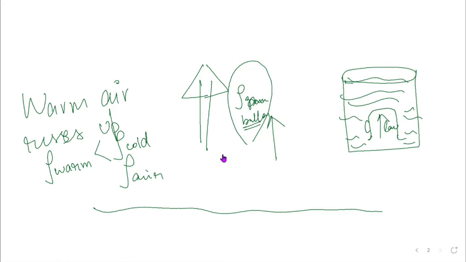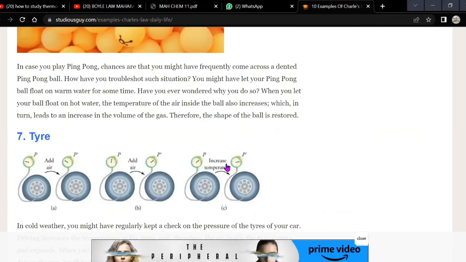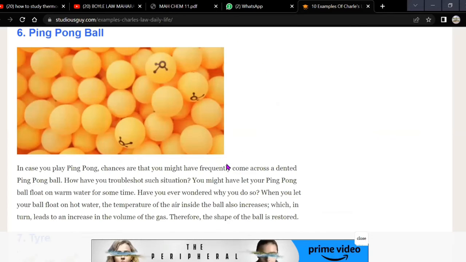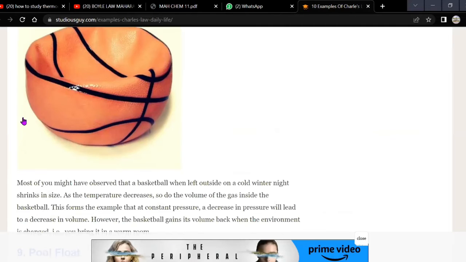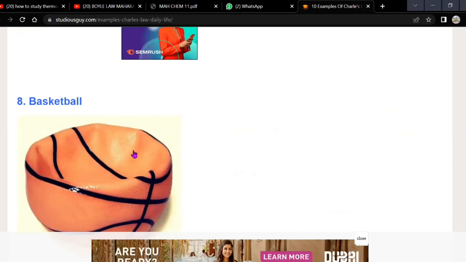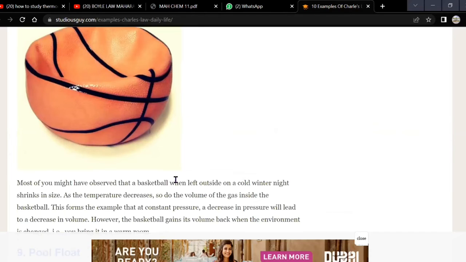I will send you this page. These two examples are there. Third example you can take like this. If you have a tennis ball which gets crumpled, one of its sides gets dented, just place it in warm water. It will regain its shape. Similarly, they have taken an example from a colder country that most of you might have observed: a basketball left outside on a cold winter night shrinks in size. Again, the example of Charles law.